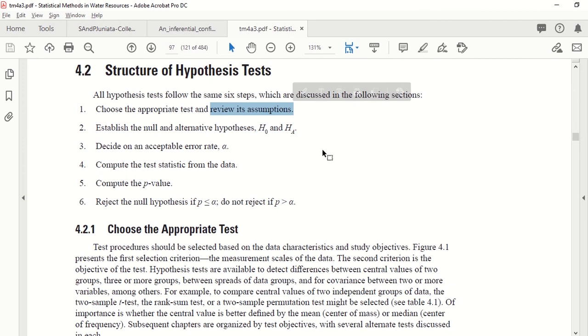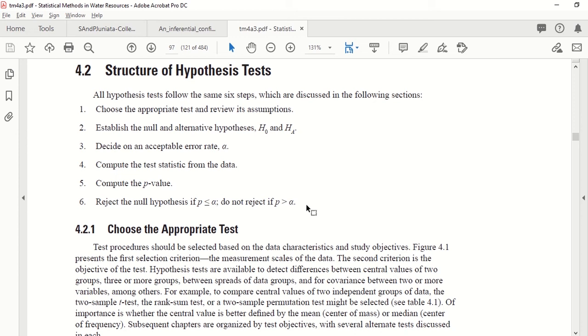Because all tests out there have assumptions, and we'll talk about those more and more. If the assumptions aren't met, sometimes it just means your test and your results are going to be crap. Other times, they're just going to be a little bit suspect, and we'll talk about that. And then you're going to establish a null hypothesis, decide on an acceptable error rate. That's our 95% confidence interval. We're going to test it. We're going to look at the p-values, and then we're going to ask if the p-value is larger or smaller than our alpha. We're going to use 0.05 here.